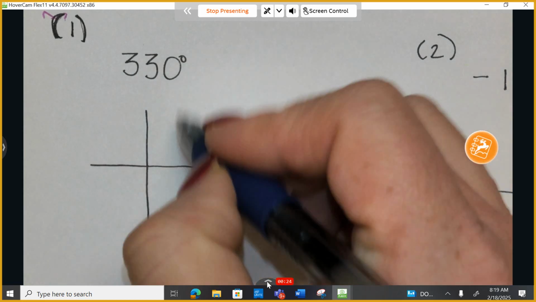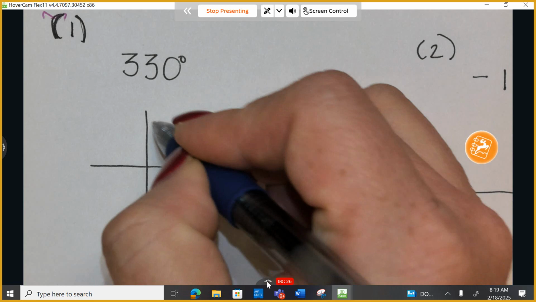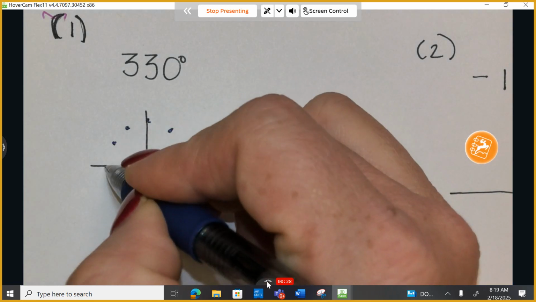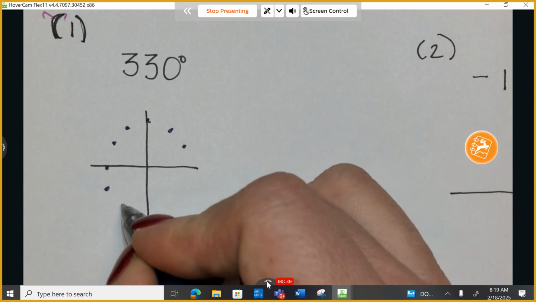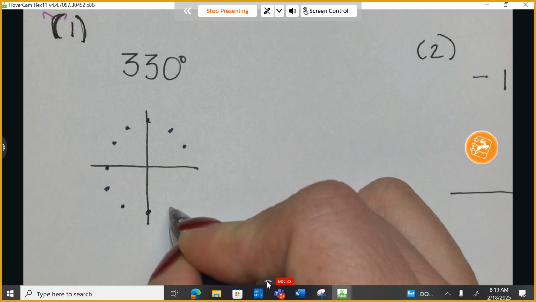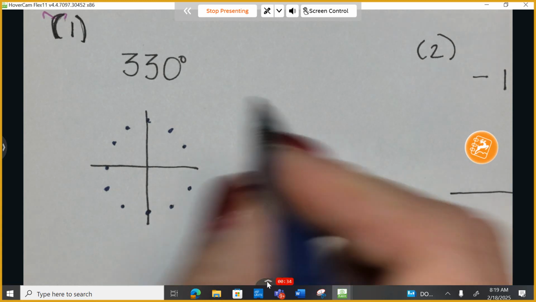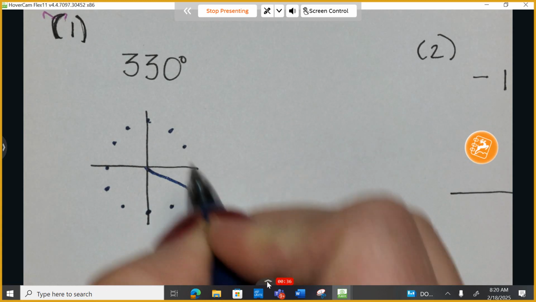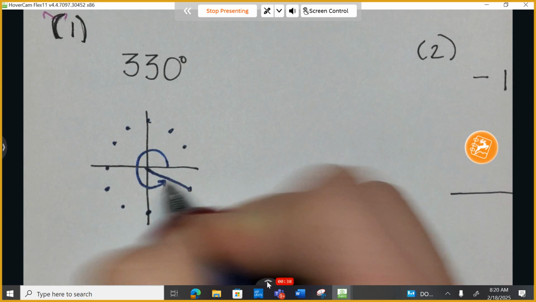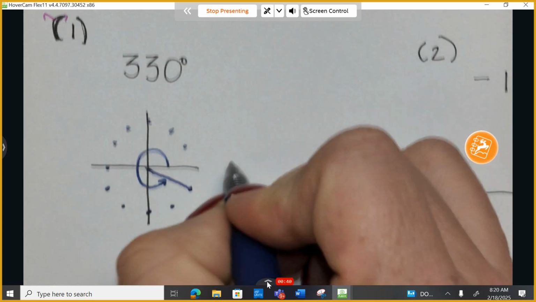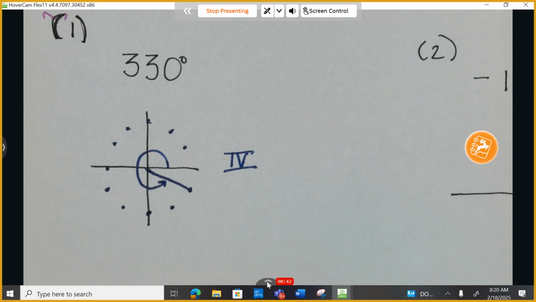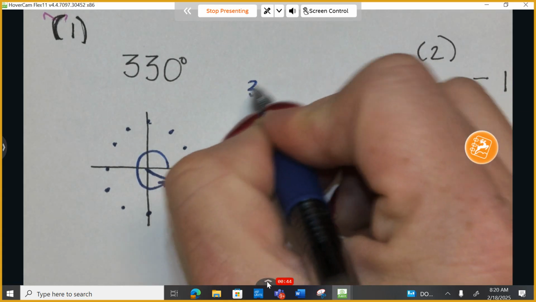So 330, I'm counting by threes. 3, 6, 9, 12, 15, 18, 21, 24, 27, there's 30, and there's 33, or 330. So here's my terminal angle. I need to see it accurate. This lies in quadrant number 4, and now I'm quickly going to convert from degrees to radians.